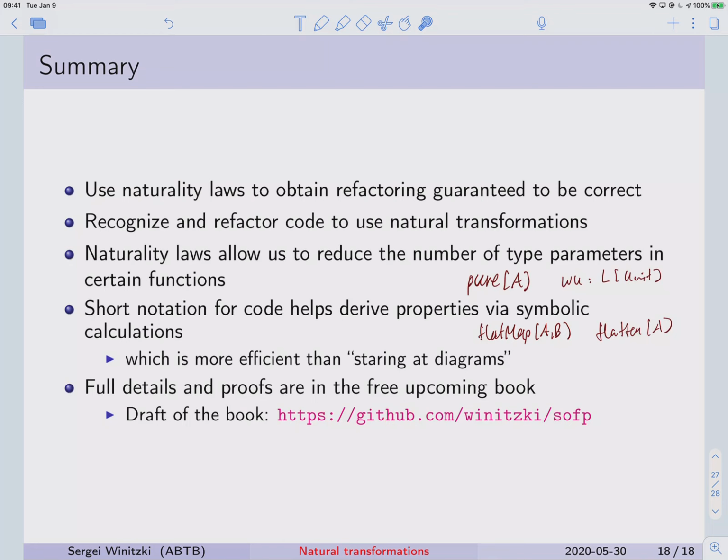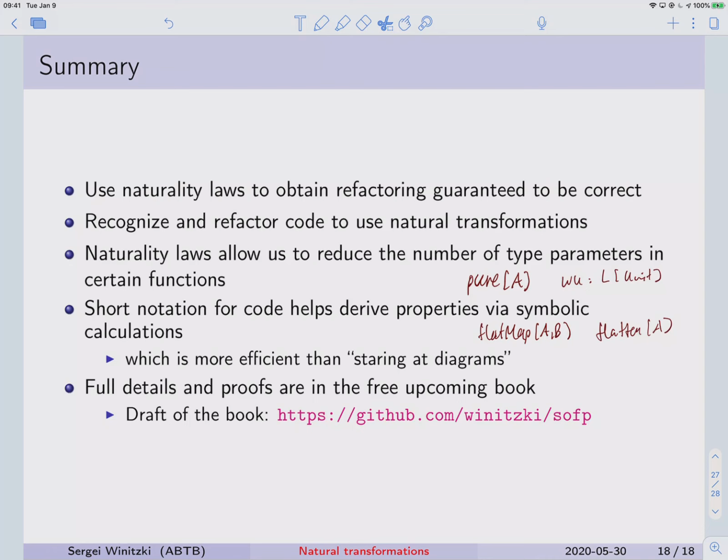I also showed that there's a short notation which is easier to use than diagrams, so you don't look at diagrams, instead you write equations, and it's much more efficient and it has many advantages. For example, if you just look at a diagram, you don't know what you have seen 1 week later. You have no record of what you have looked at. And when you write some equations, you have a full record of every step, what you did, how you reasoned.